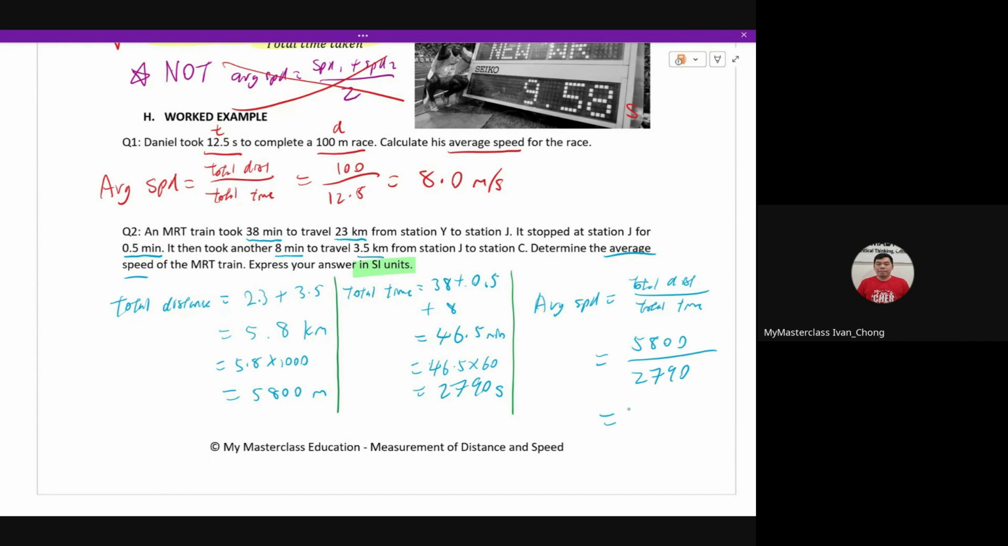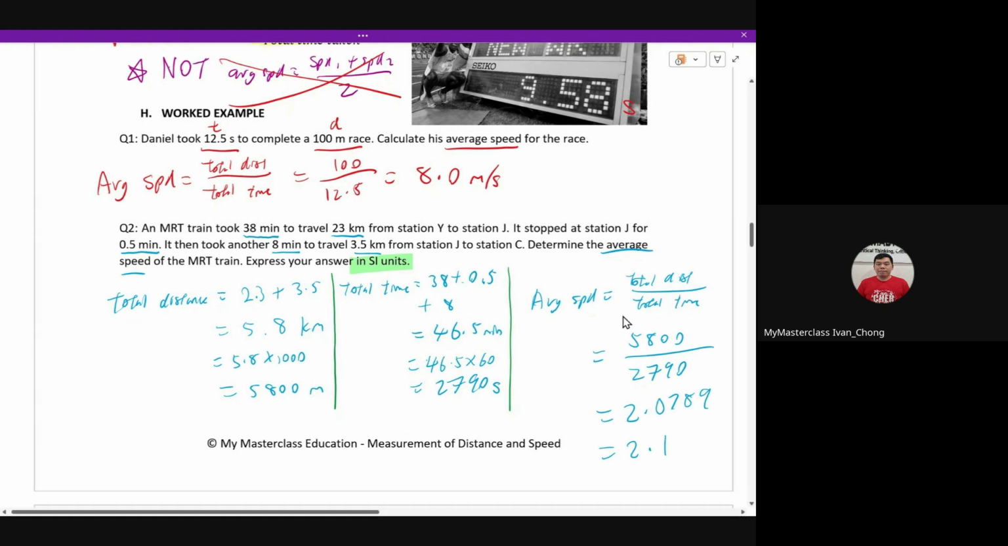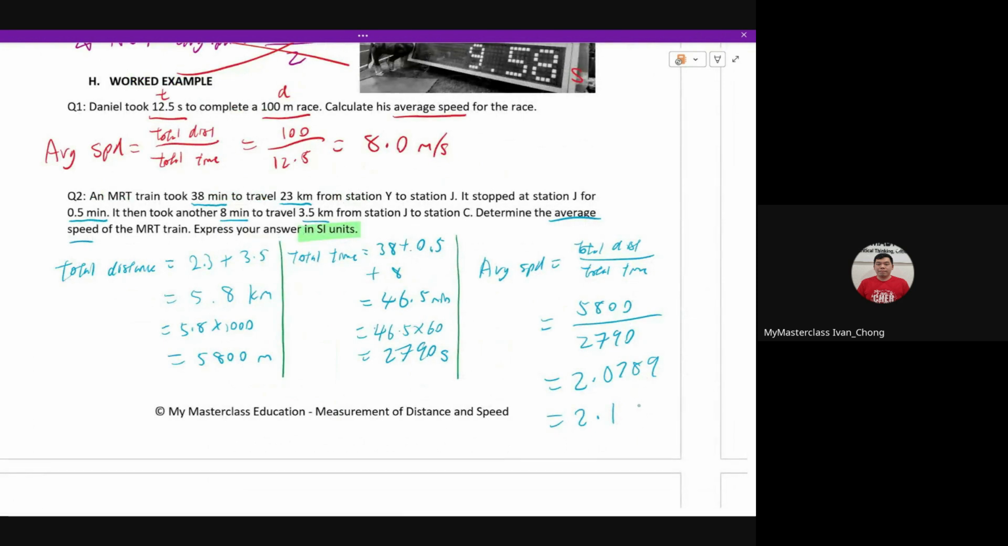Okay, so you should end up with 2.0789, and we should round it to 2SF or 3SF, depending on your school itself. Most schools nowadays are actually using 2SF, so I'll just follow accordingly. So this is speed, so it's meters per second, and we use 2SF. Okay, so do take note about these values.